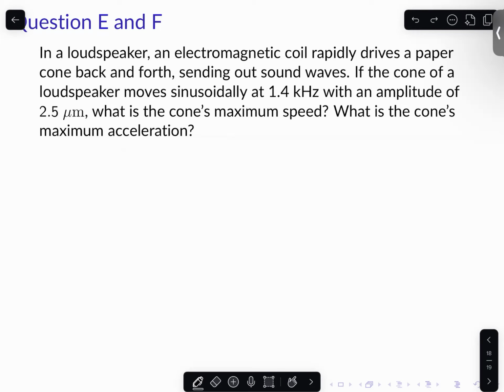Google question F and G. F, find me the maximum speed. G, find me the maximum acceleration. If you get really big and really small numbers, you didn't necessarily do it wrong. Hint.